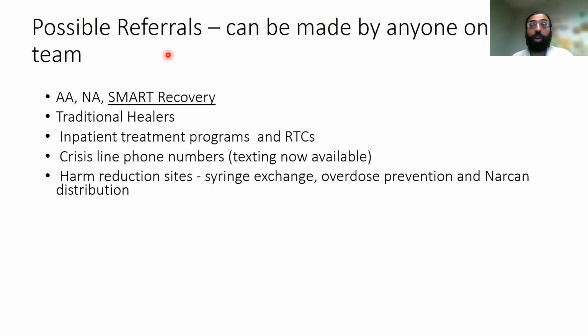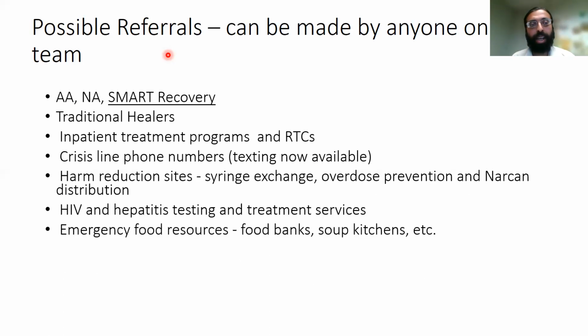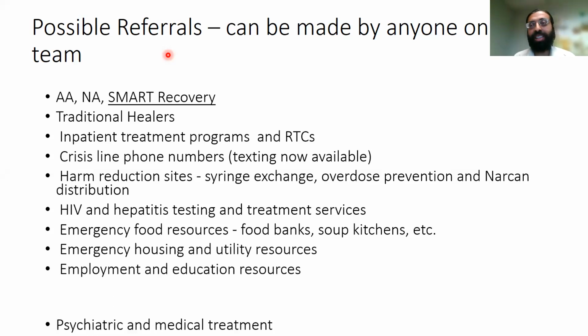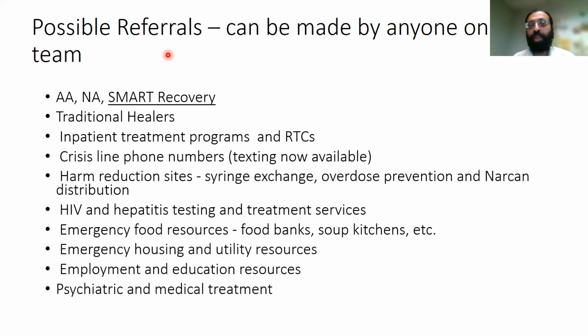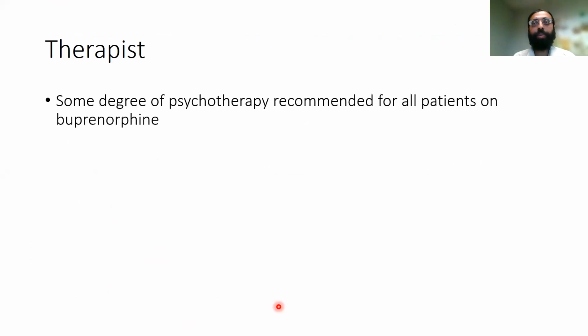Naloxone distribution. I would add fentanyl test strips. So other things as needed for the patients, we can bring in HIV and hepatitis testing, those really real-life basic needs without which nothing else can happen, like a safe place to live and food and housing, right? Emergency housing. So all of these things, employment, psychiatric and medical treatment, as you can see, all components of recovery, right? That we hopefully provide and support our patients with.